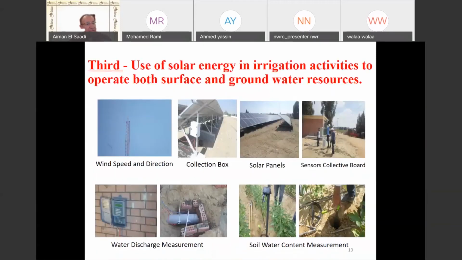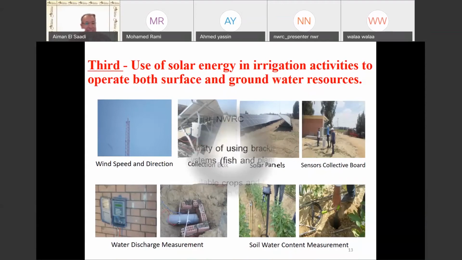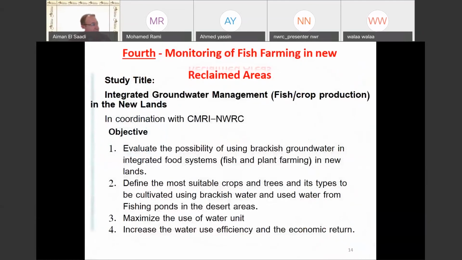The third initiative and technique is using the solar system to operate both surface and groundwater resources. This project is running very close with the ministries, where we are operating one of our groundwater wells using such solar system, and operate either the surface and even the drip irrigation to save energy. At the same time, the ministry is to expand such techniques even to be worked for all intakes within each branch canals.